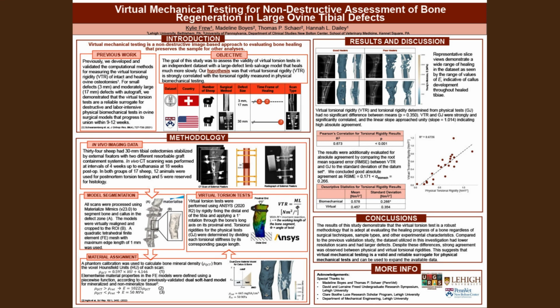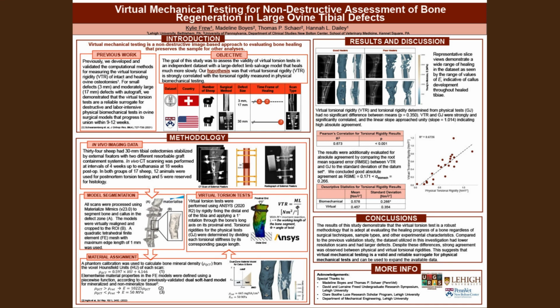So, as an alternative, in the lab that I work in, a method has previously been developed that uses computational methods to measure something that we call virtual torsional rigidity within the bone. And this was originally validated on a data set that analyzed healing ovine tibiae that had small to medium osteotomies in it, which are surgical removal of sections of the bone. And these defects were 3 millimeters and 17 millimeters.